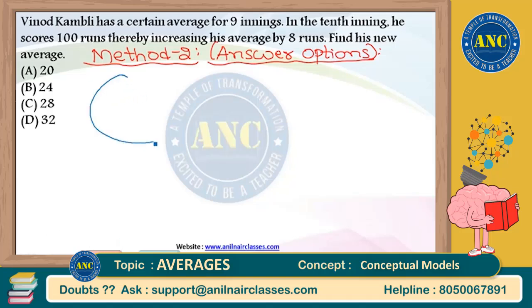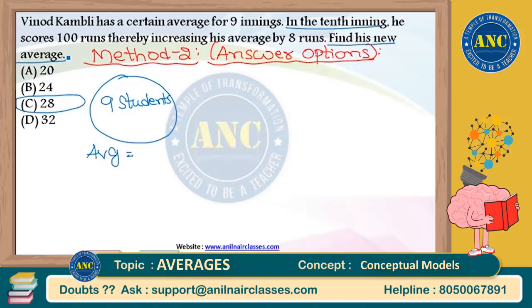Now see here, Vinod Kambli had a certain average for 9 innings. That means there are 9 students in the class. They have a certain average. I don't know what that initial average is. In the 10th innings, he scores 100 runs, thereby increasing his average by 8 runs. I know that for this question 28 is the correct answer, so I am directly taking that option for your explanation purpose. Now, the question is to find his new average.